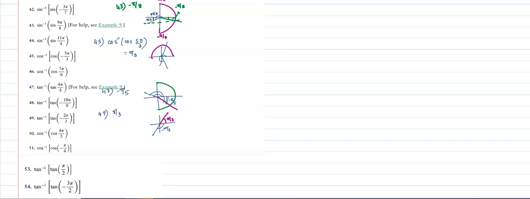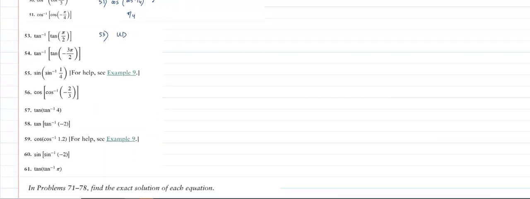That takes me to the next problem, 51. It can be rewritten as cosine inverse of cosine of pi over 4. And the answer is pi over 4 because pi over 4 is between 0 and pi. So no work was necessary. Now that takes me to 53. Tan inverse of tan of pi over 2. Remember, tan of pi over 2 is undefined. It is not in the domain. So I don't have to worry about that.